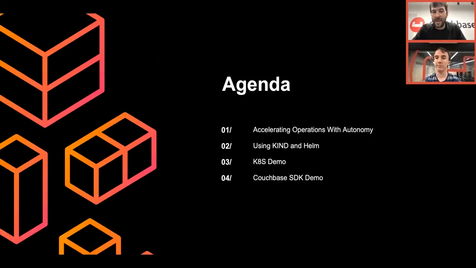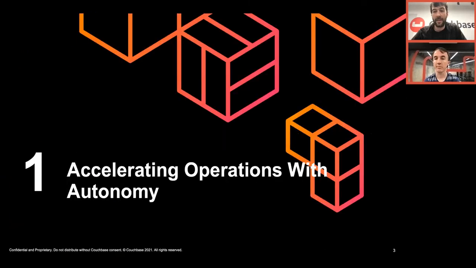So getting straight into it, here's our agenda for today. First off, we're going to talk about accelerating operations with autonomy. So the sort of what and why as to why there's a need for this feature within your production database. We're then going to talk about using Kind and Helm, a quick overview and demo of Kubernetes and everything which is going to be run locally. And then finally, we're going to have a wrap up of an SDK demo.